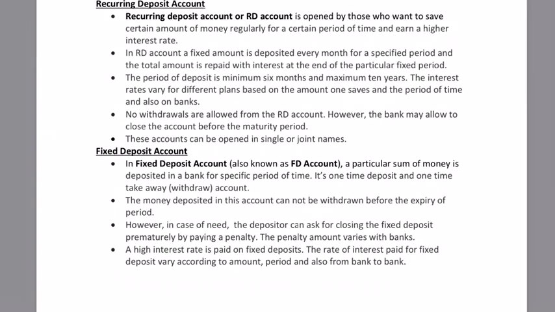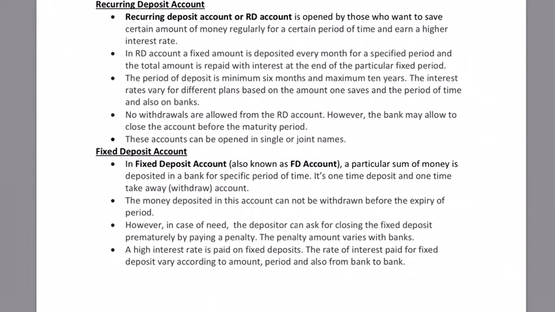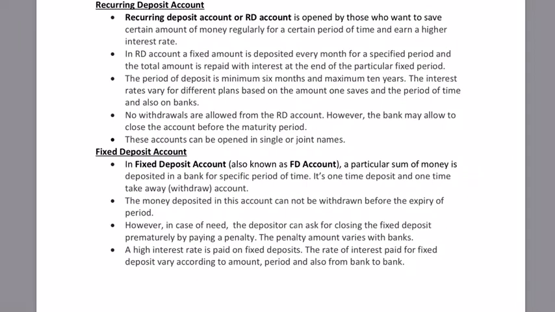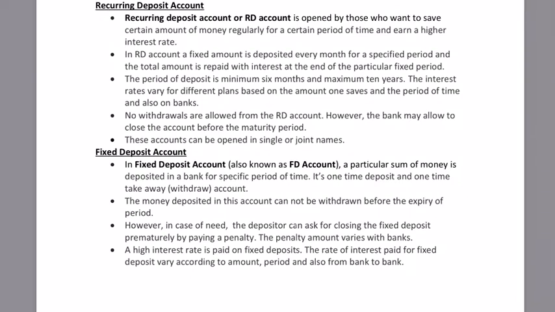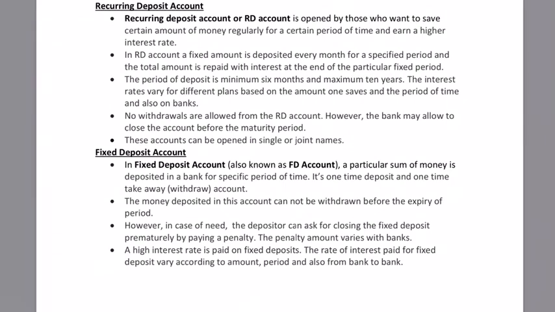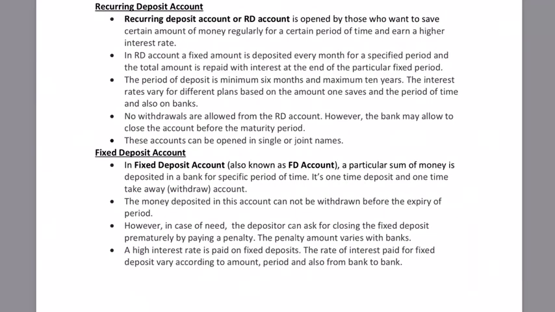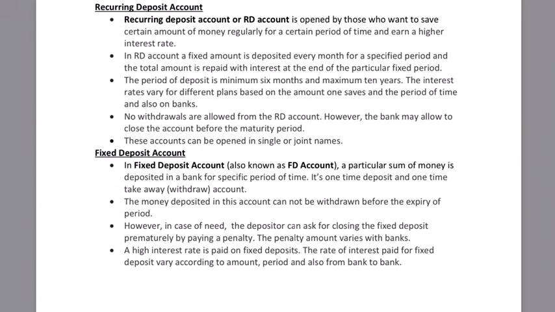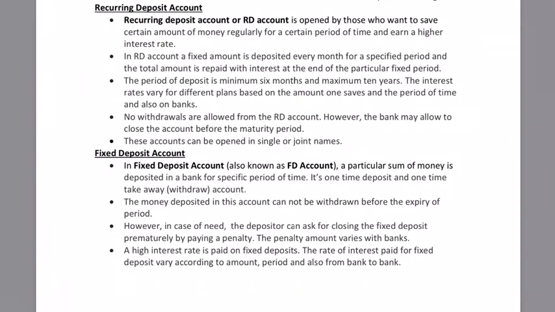Withdrawals are definitely not allowed, but bank might allow closing of this account before the maturity period, and there could be some penalty clause for doing so. Okay. Then the other type of account is fixed deposit accounts or FD accounts. In this, a particular sum of money is deposited and locked up with the bank for a specific period of time. This usually fetches a higher interest rate, and the money deposited cannot be withdrawn before the expiry period. And in case there is a need to do so, then there is a penalty clause and the customer has to abide by it.